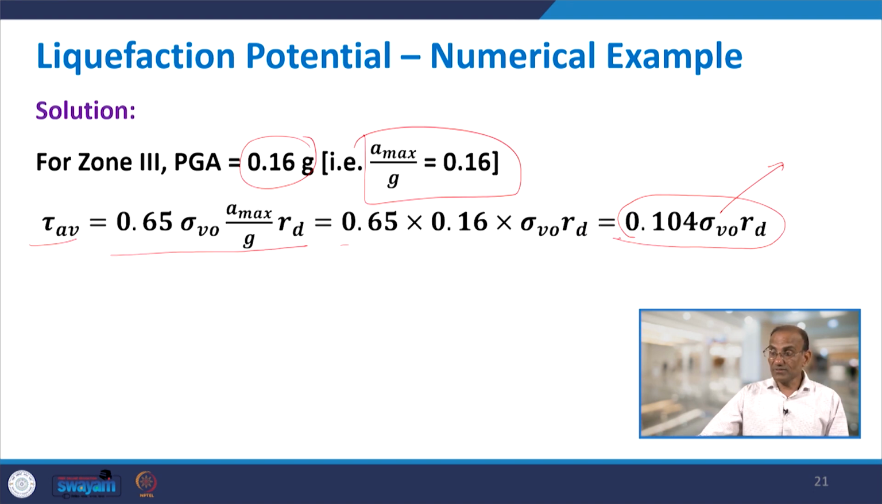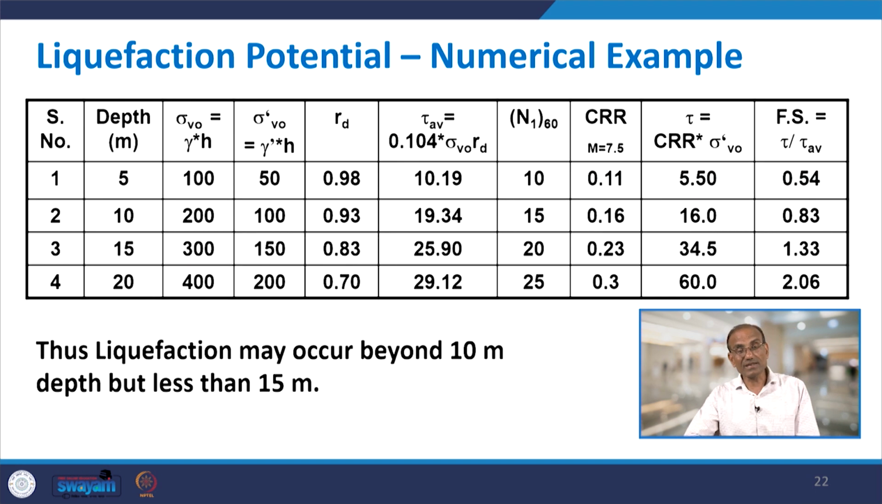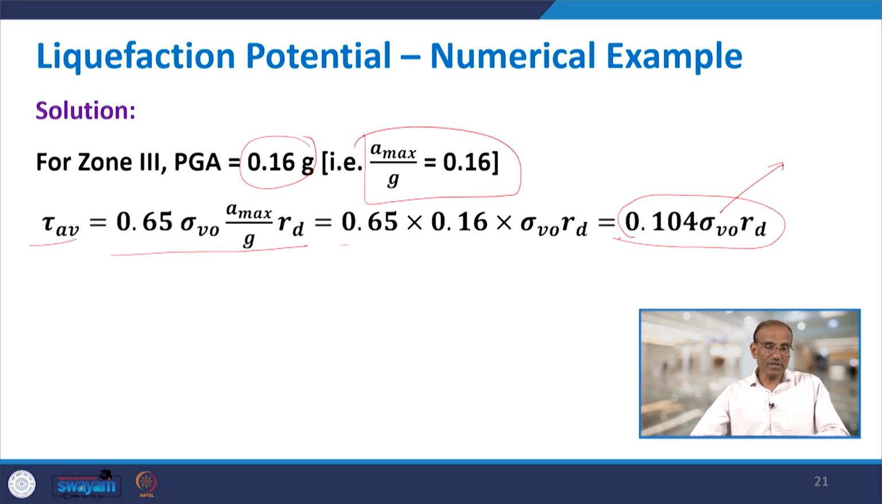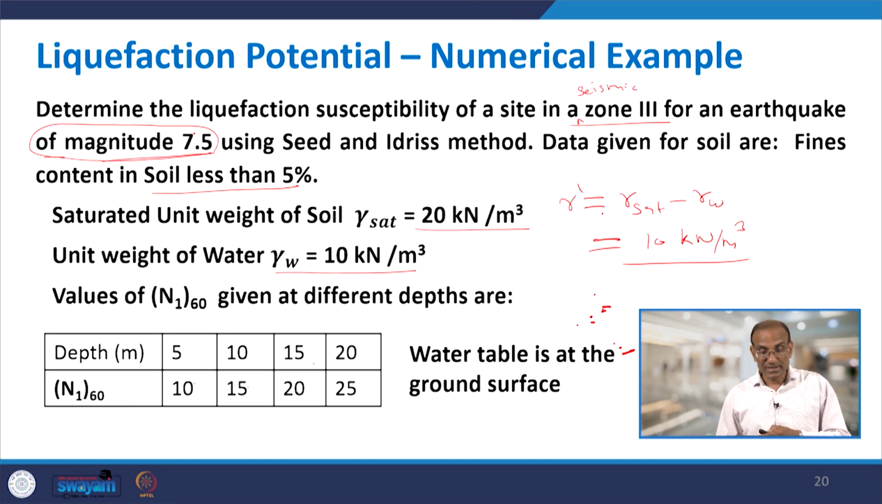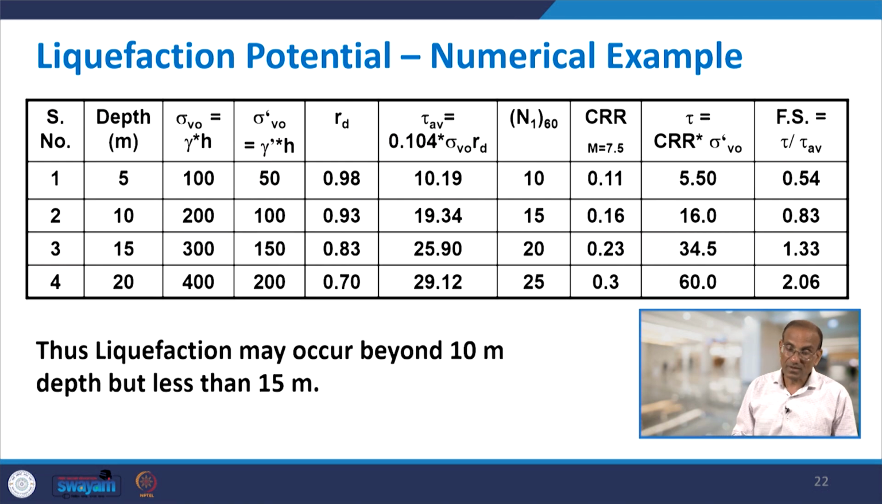The calculation is done in tabular form. In the table you have 4 depths: 5 meter, 10 meter, and so on. Here we assume that the soil conditions are uniform, that means gamma is constant from top to bottom. In an actual case it may not be so, but for simplicity we are assuming all 4 layers have the same gamma, and the water table is at the top. So, total overburden pressure will be simply gamma into H, which is gamma saturated into H. So, you have 20 multiplied by depth: 100, 200, 300, 400.